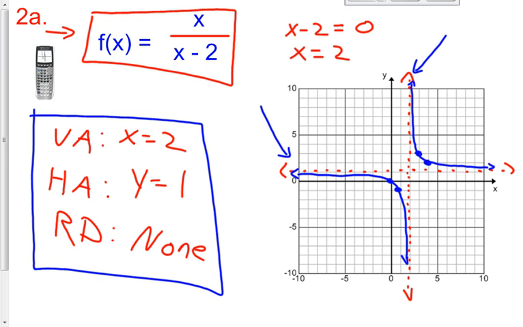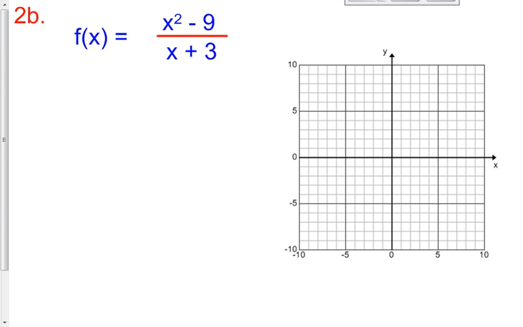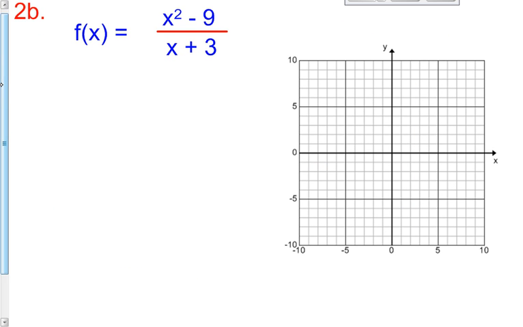Let's try this 3 more times today. On this next one, the first thing we have to do, class, is find our vertical asymptotes, our horizontal asymptotes, and our removable discontinuity. The way we do that is we first have to simplify our equation.